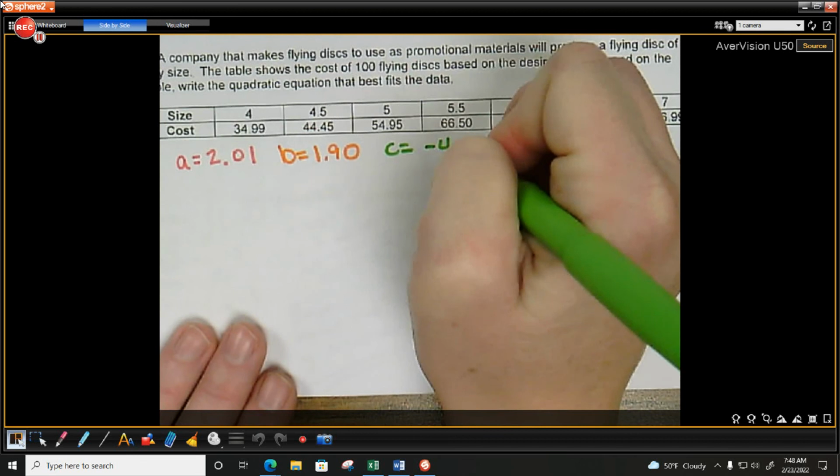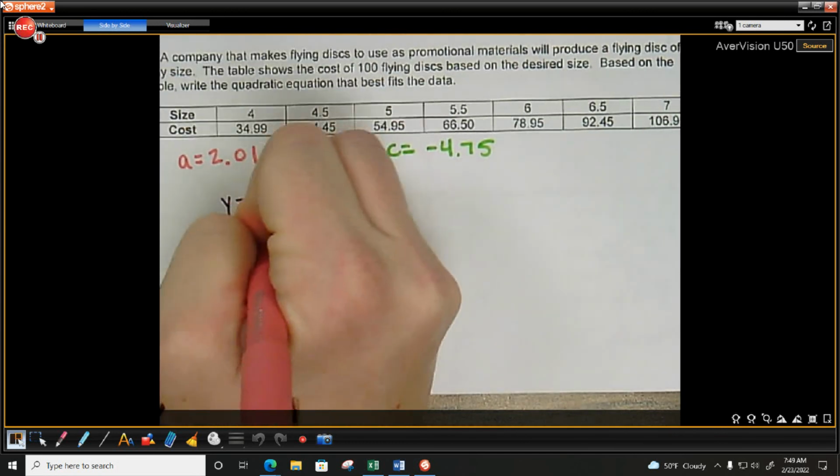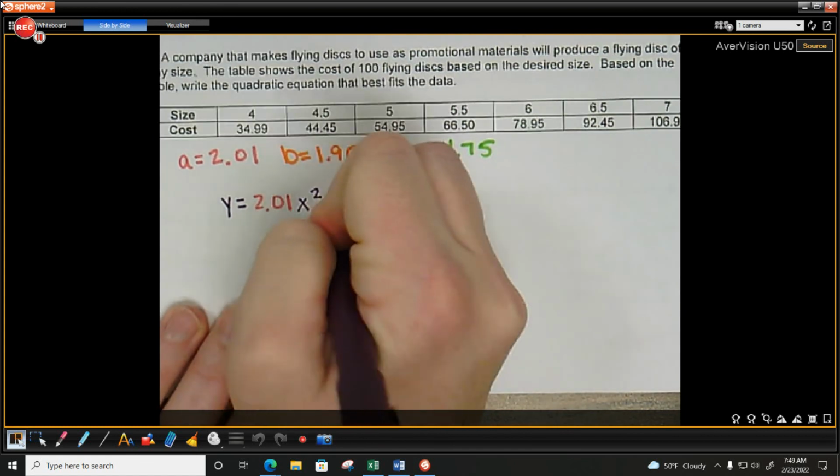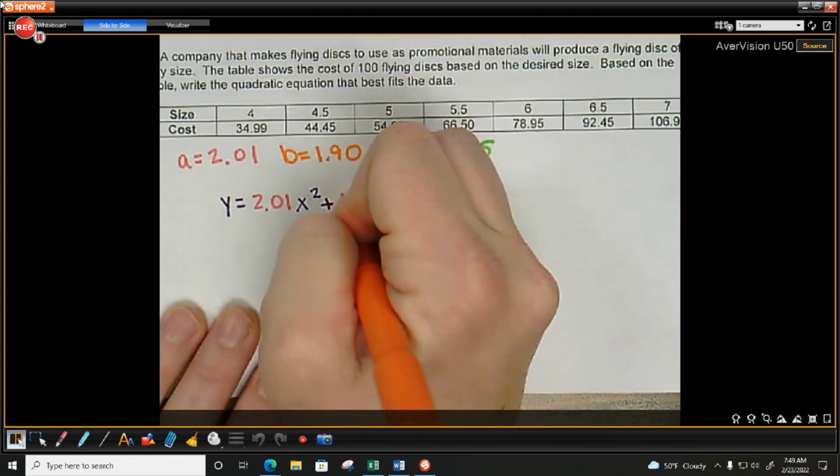So we're going to write our equation. Y equals A x squared plus bx plus c, but c is a negative, so am I going to put a plus? No. And there we go.